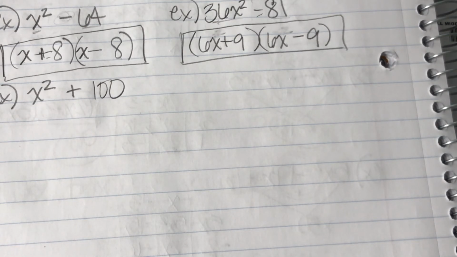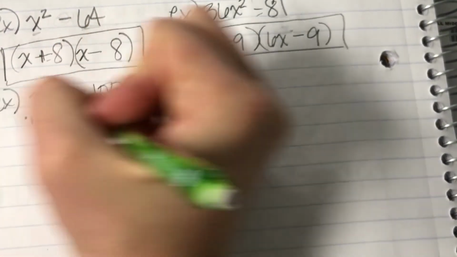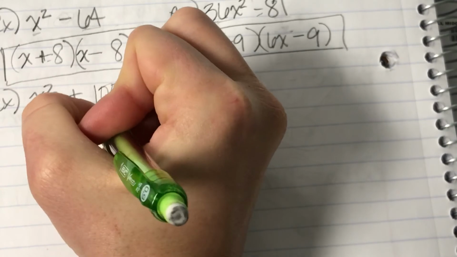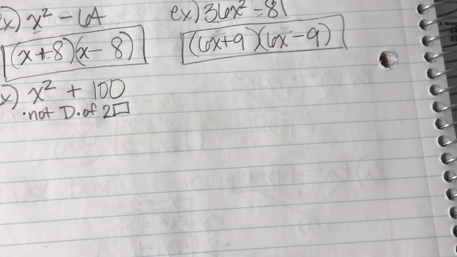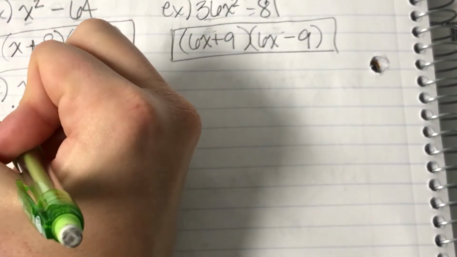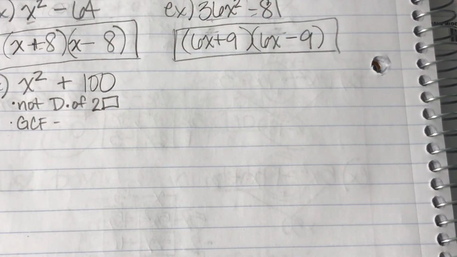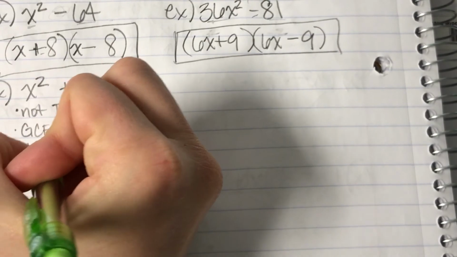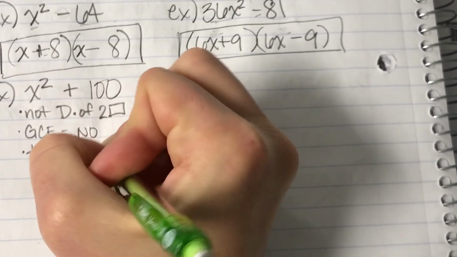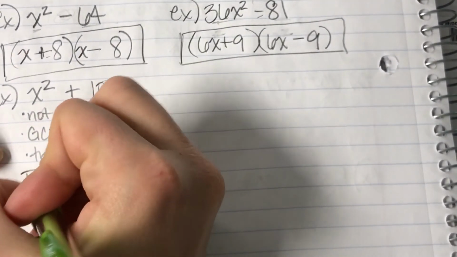So let's go back to our criteria. Does this meet the criteria for the difference of two squares? This is not a difference of two squares. Is there a GCF? Yes, 1. Is a 1 relevant in this situation? No. So it's not a GCF. Is it a trinomial? No. So if it doesn't match any of those, it's not a difference of two squares, it's not a GCF, it's not a trinomial, it's a prime.